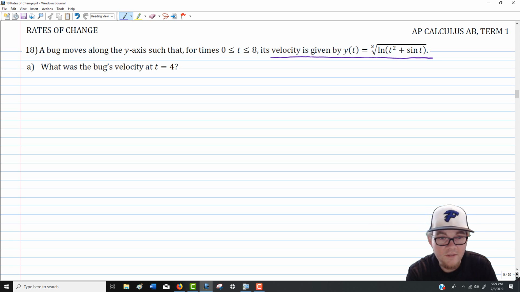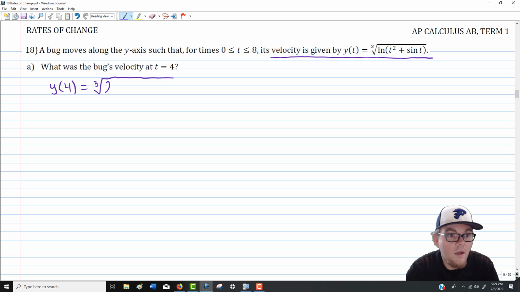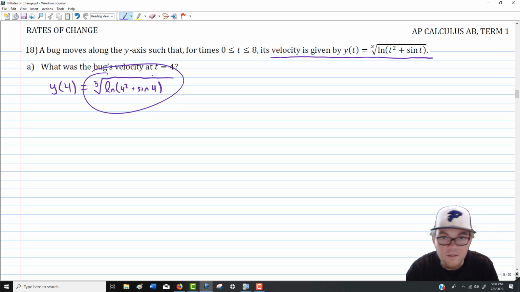So let's see what the question asks us to do. So first it's asked, what was the bug's velocity at t equals 4? Well, since the velocity is given by y of t, what we want to calculate here is y of 4. So we want to know what y of 4 is equal to. So in here, we can actually find y of 4. We could literally find the value of y of 4 by plugging 4 into our function. So there's our function. Cube root of the ln of 4 squared plus sine of 4. So if you wanted an exact value, well, then there it is.